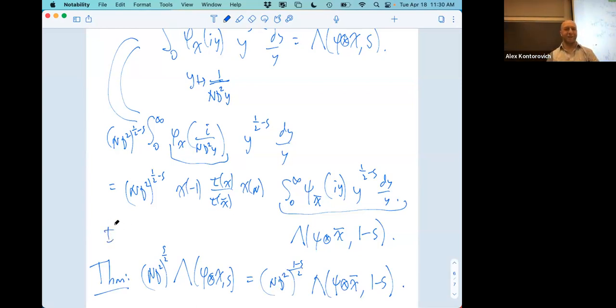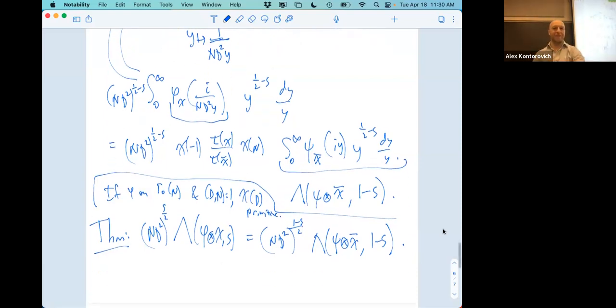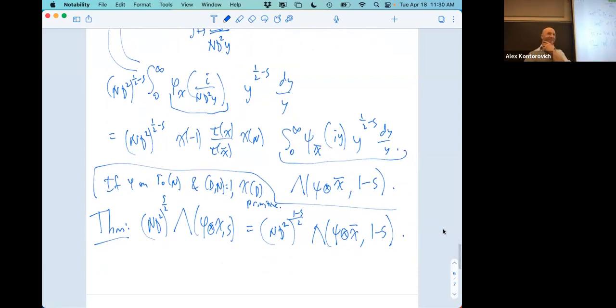And this is if phi is on gamma naught n, and d is coprime to n, and chi is primitive mod d. Then we have this theorem. So I guess now we know what's right down.